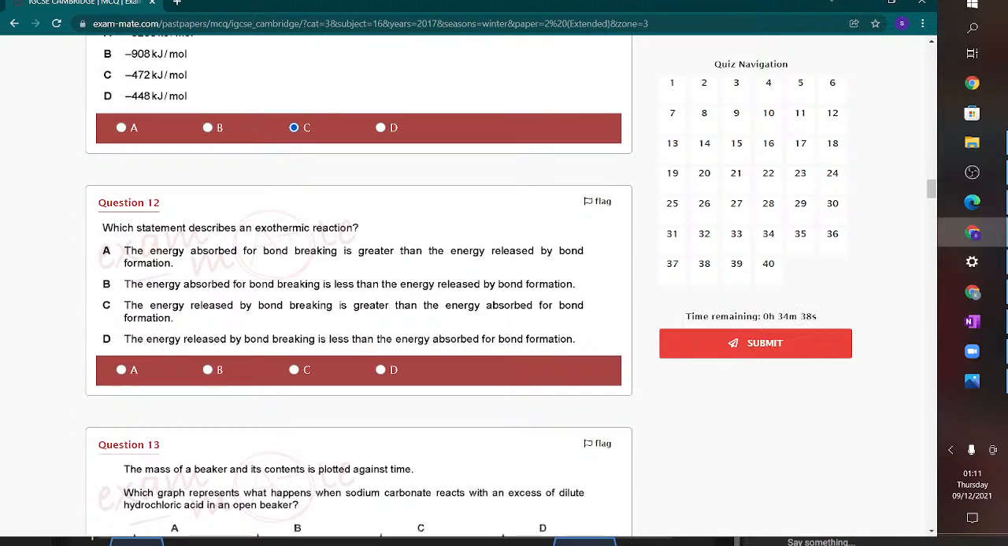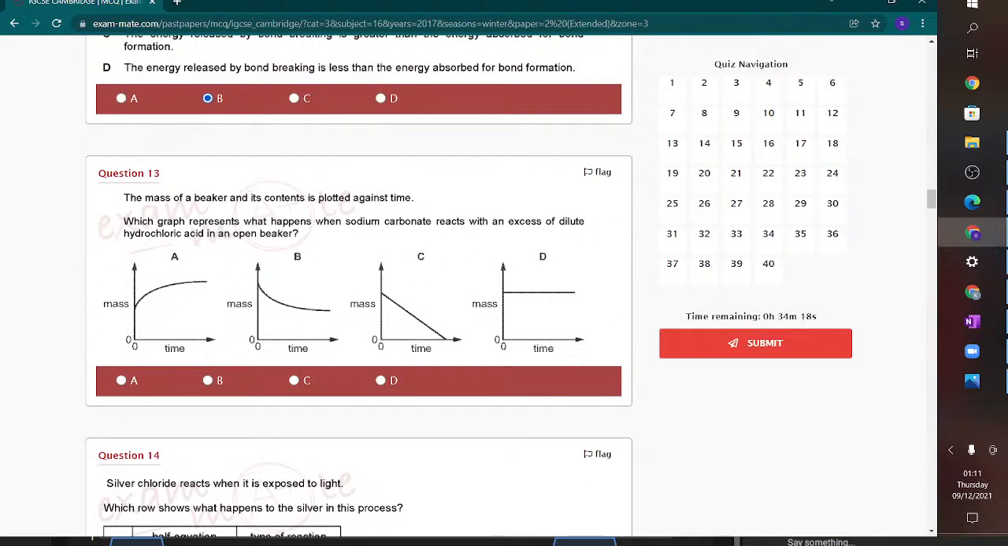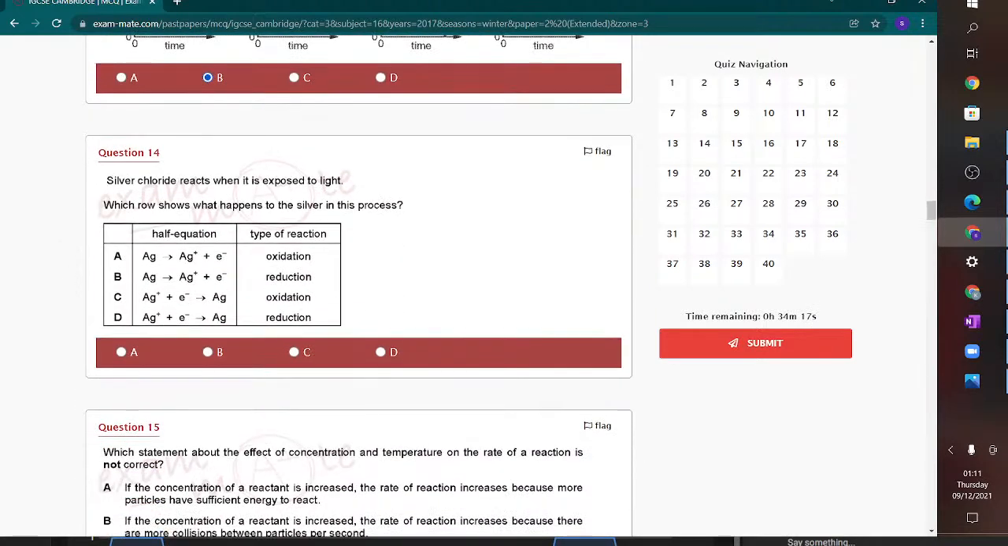Which statement describes an exothermic reaction? Answer is B, because the energy absorbed for bond breaking is less than the energy released by bond formation. Okay, the answer is B as discussed before.